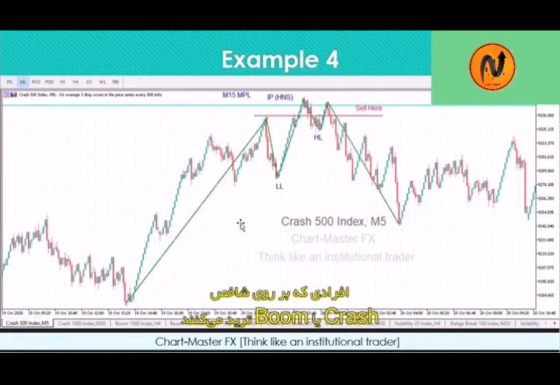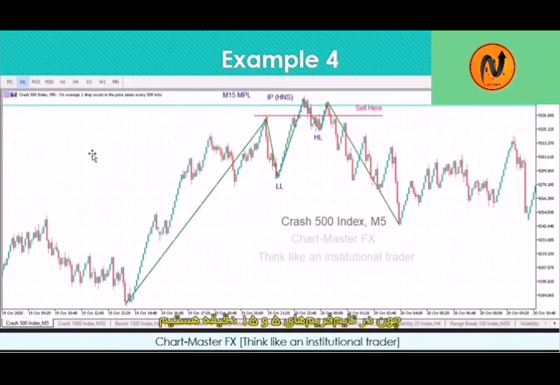So this strategy, those who trade Crash and Boom, you can be able to use it on Crash 500 and Boom 500. You can use this technique, guys. It works very well. You can backtest yourself and forward test yourself. It's kind of a scalping strategy, because here I'm dealing with M15 and M5. It's kind of a scalping strategy, guys, that you can use.